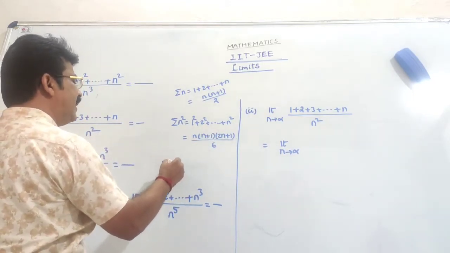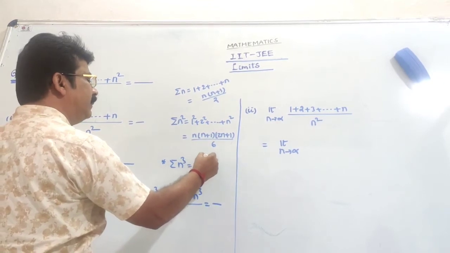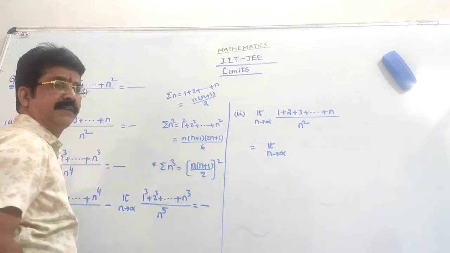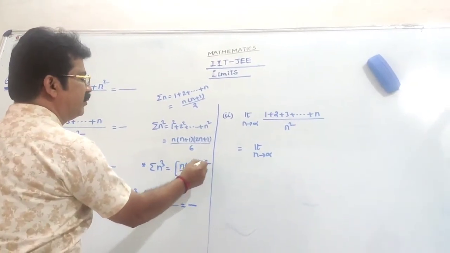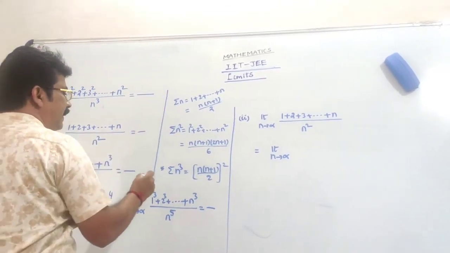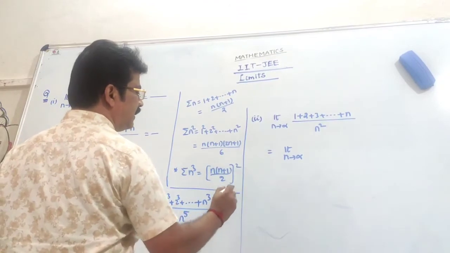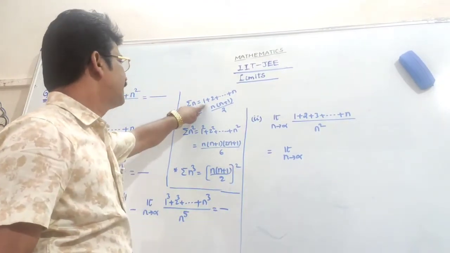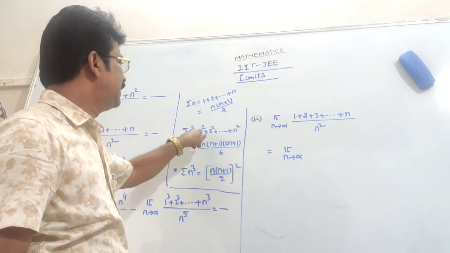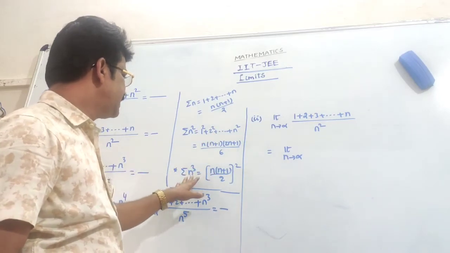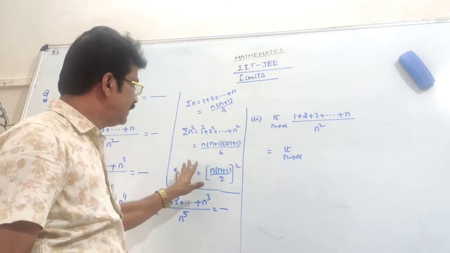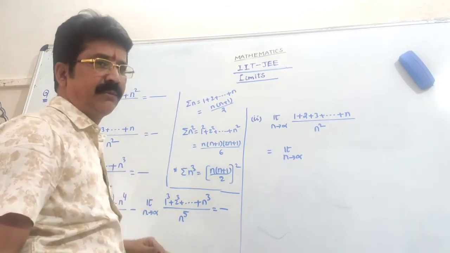Next, what is sigma n cubed? That is equal to (n(n+1)/2)², or simply n²(n+1)²/4, since 2² is 4. These are the expansions for the first natural numbers. Sigma n means the sum of natural numbers from 1 to n. Sigma n² is the sum of the squares of natural numbers from 1 to n. Sigma n³ is the sum of the cubes of natural numbers from 1 to n. These are the standard formulas.